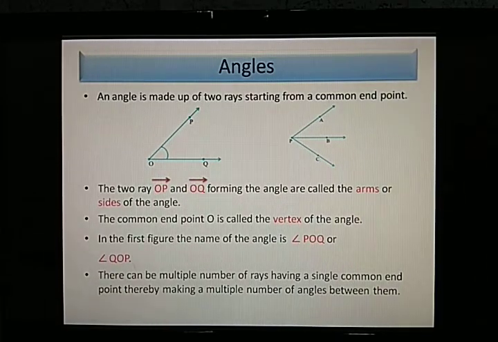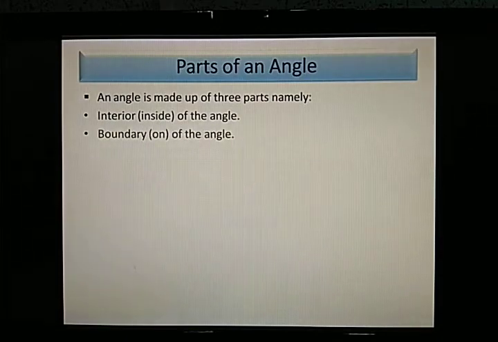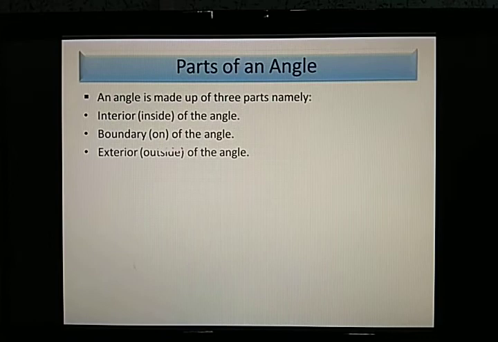Clear? Now moving on. Next topic is parts of an angle. Just like we had parts of a curve, similarly we have parts of an angle. So what are the parts? Let us see. An angle is made up of three parts. It's almost similar to a curve. The first part is the interior or inside of the angle. The next part is the boundary, that is on the angle. And the last one is the exterior, that is outside the angle.